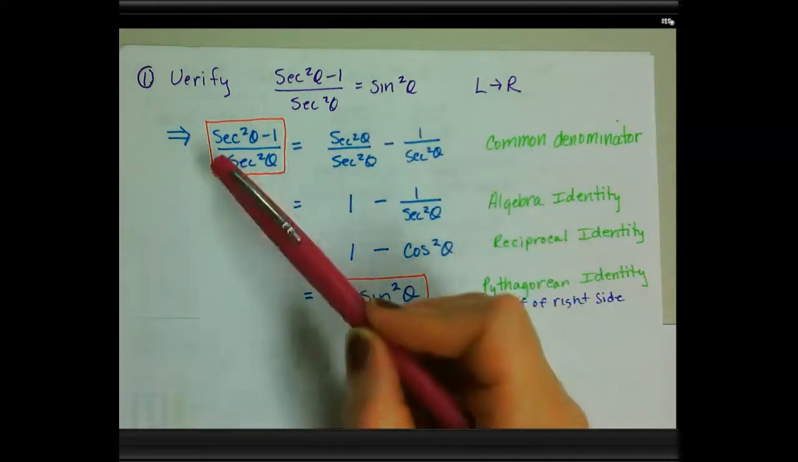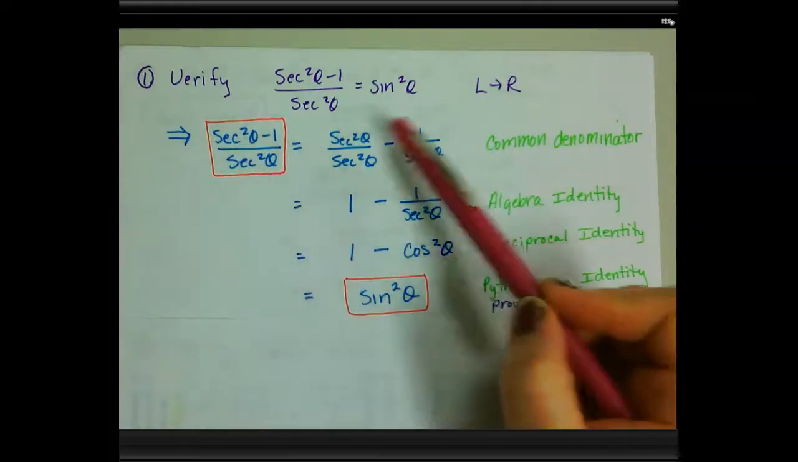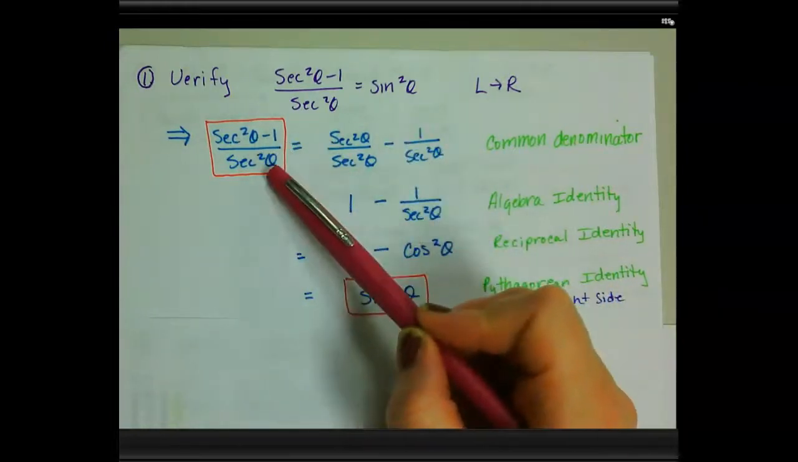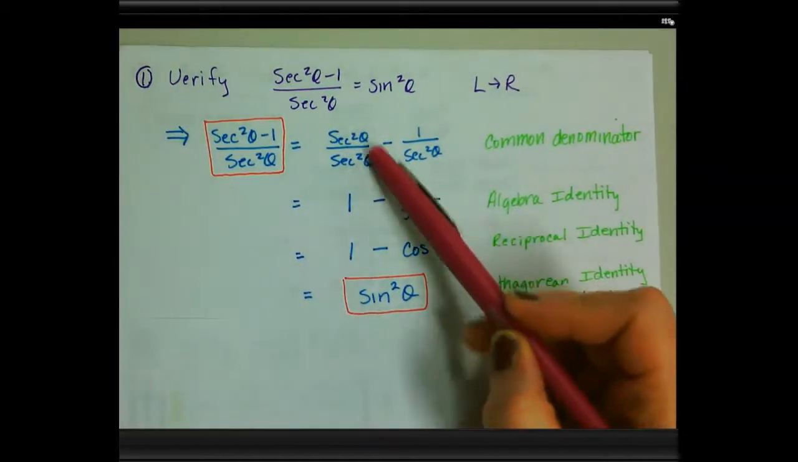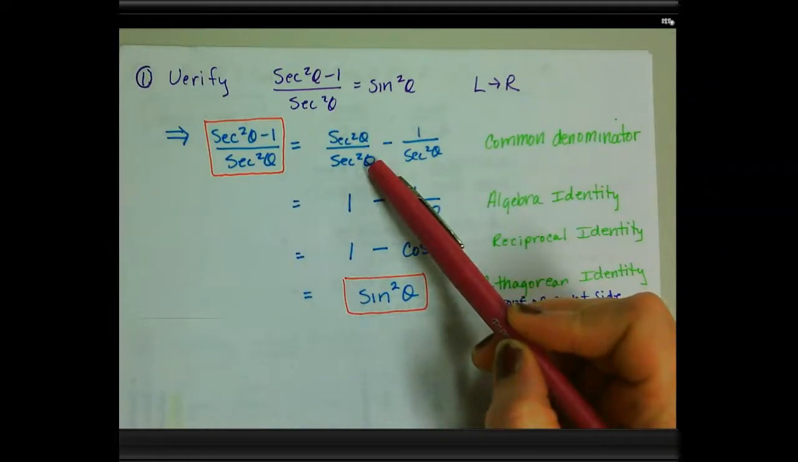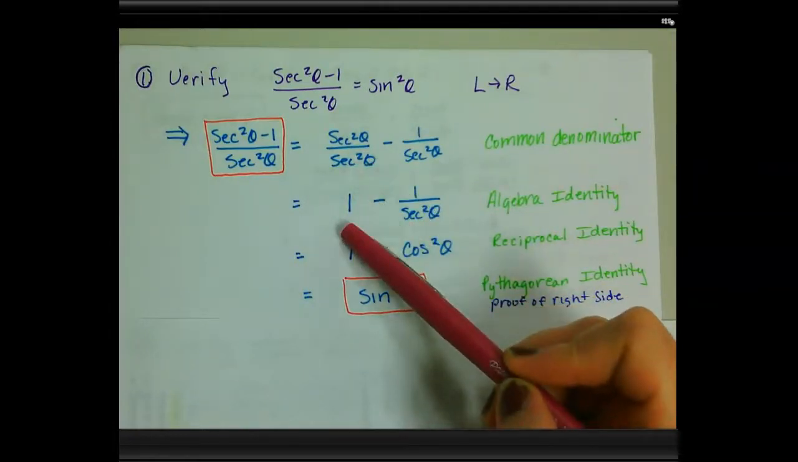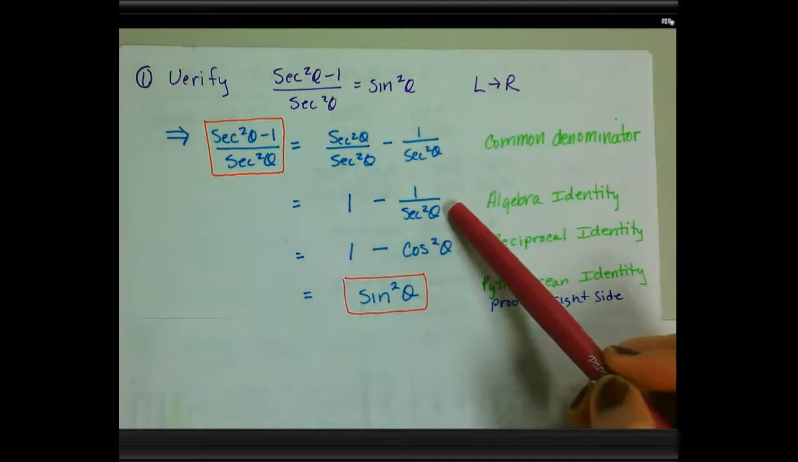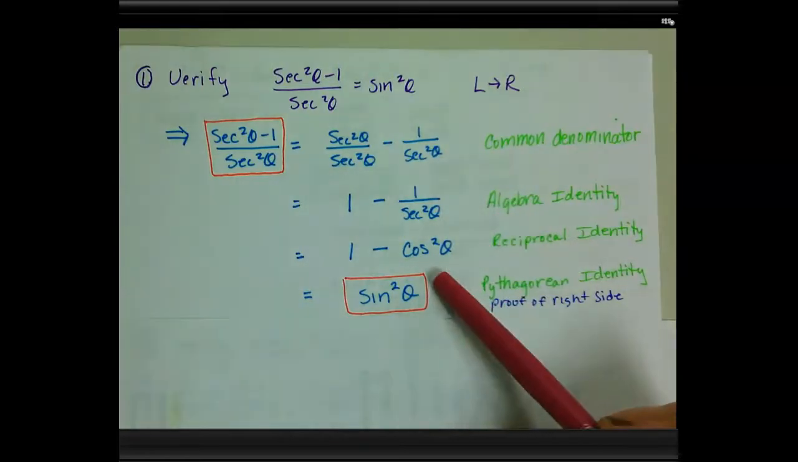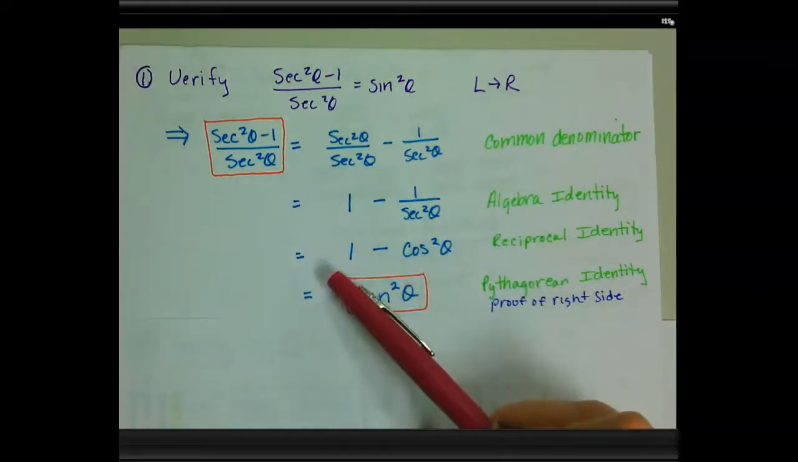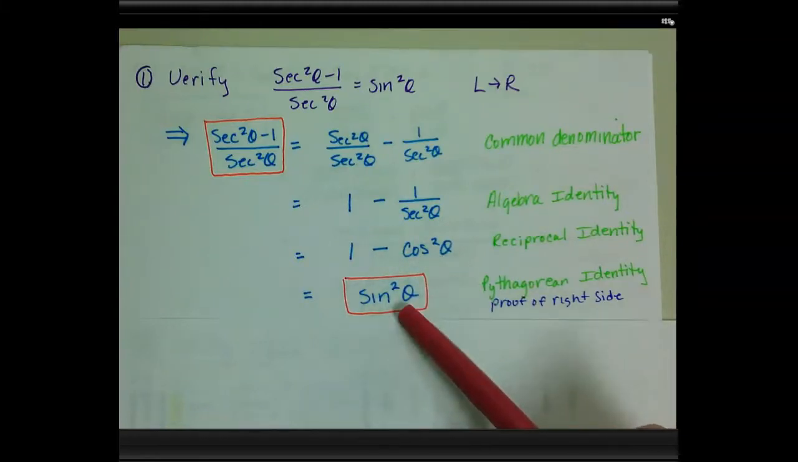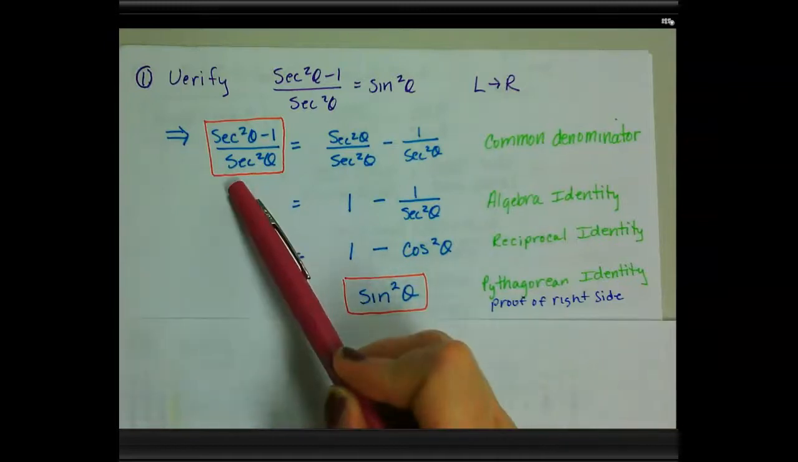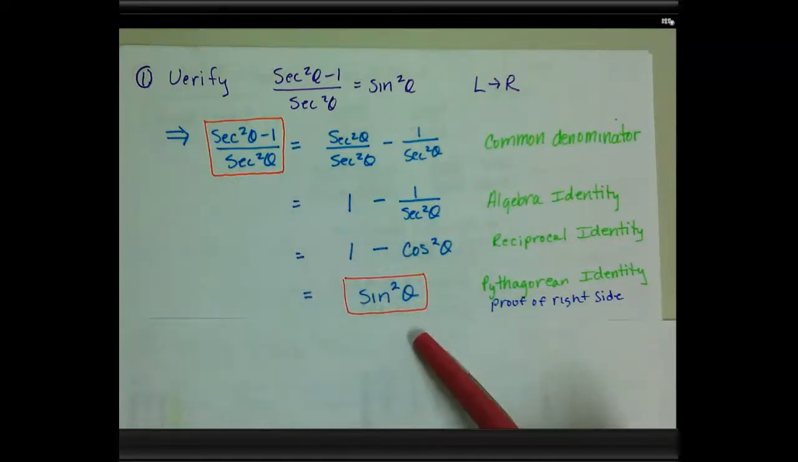So what I did is I took the secant squared theta and put it over its denominator, minus the 1 over its denominator. And so now I have two separate fractions. Well, handily, this is actually something divided by itself, so I don't have to regroup or reorganize. I can just say it's 1, and I still have 1 over secant squared theta. Now that I know that this is a reciprocal identity, I can replace it, and I get cosine squared theta, and I know that 1 minus cosine squared theta is a Pythagorean identity, which is sine squared theta. So I have now proved from this side, which was the left, to this side, which was the right.